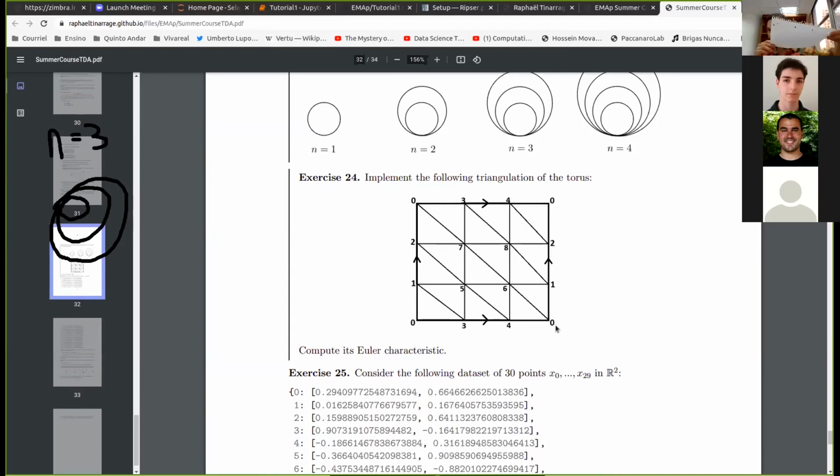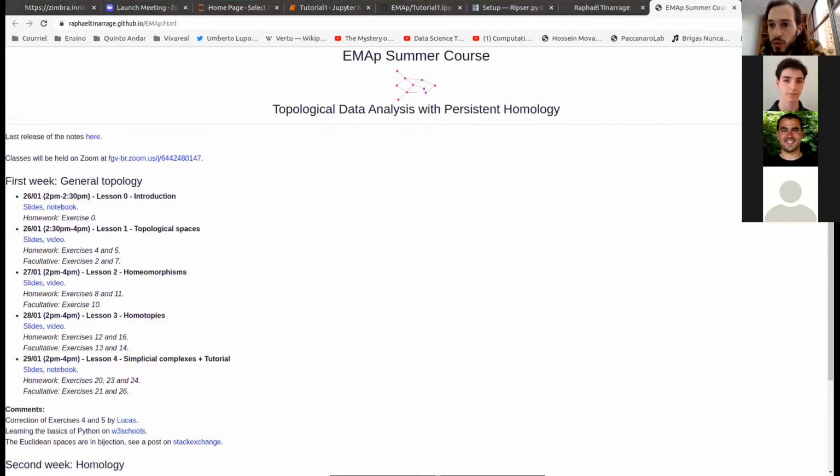I don't know if you can see this, but this is a sheet of paper, which is a square. I can identify opposite edges to obtain a cylinder. And then if I identify the circles at the boundary, hop, I obtain a torus. And this is what we do in this example. We have a triangulation of the square, but we say that these vertices are the same. So we'll just do that.